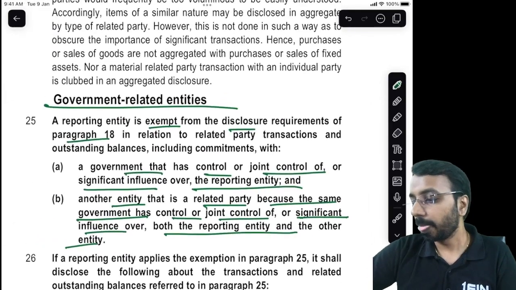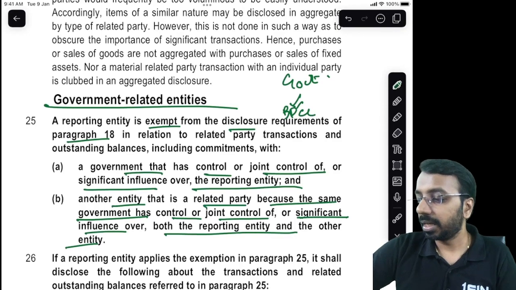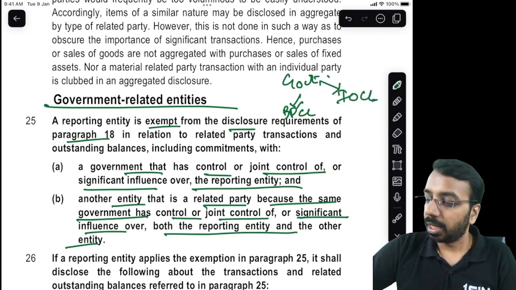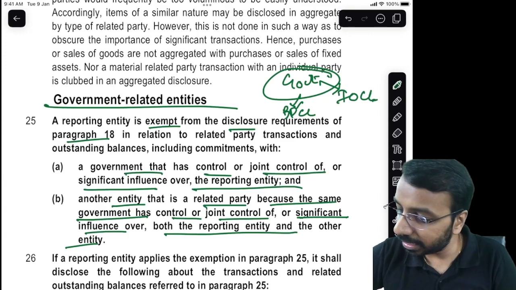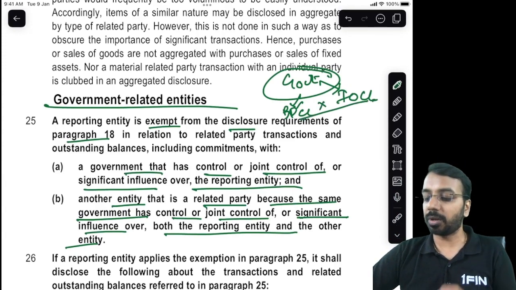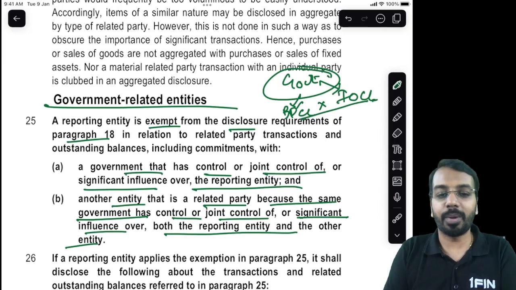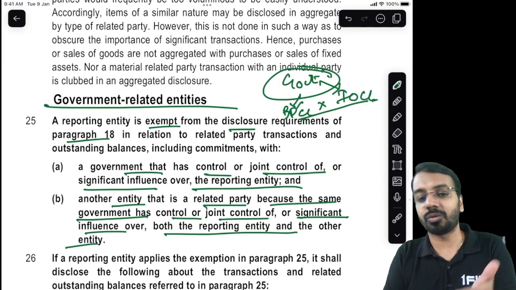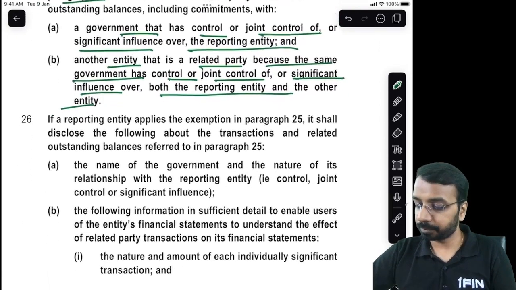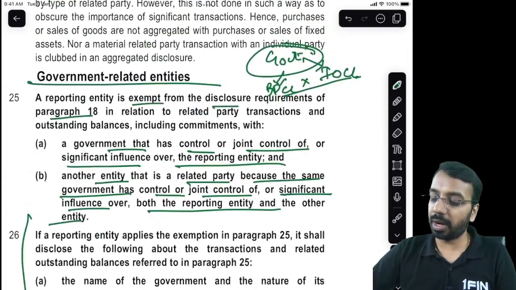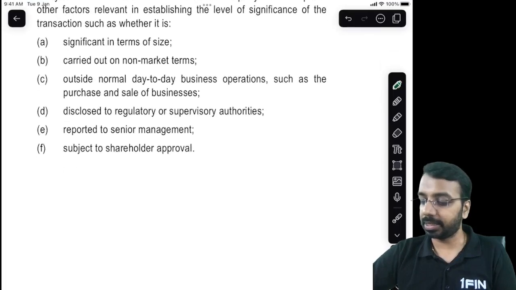Now think of it, there is government, there is BPCL, and there is IOCL. The government has a common ownership. Our government controls both the entities. But even then, you don't need to disclose these transactions because they are government-related entities. So when government is involved, generally government believes that transactions would have happened at arm's length price only. Then certain additional disclosures are required if you are following this particular exemption for government entities.